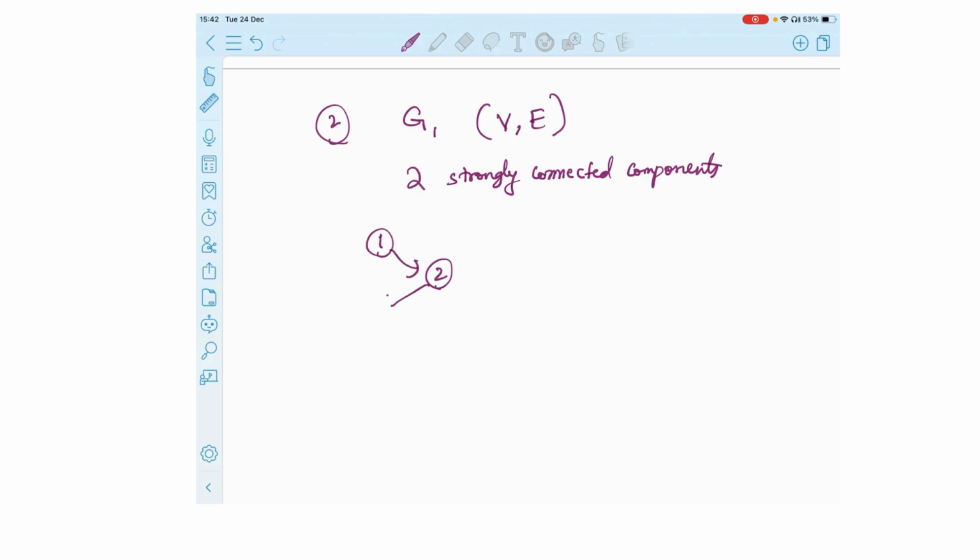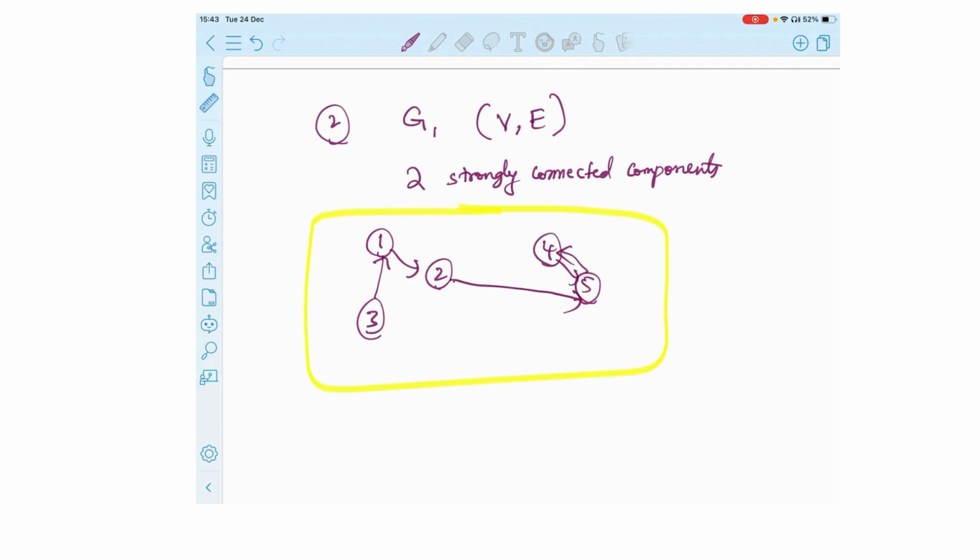Let's say 1, 2, 3, and 4, 5. So these are the two strongly connected components we have. In order to make this graph even more connected, we just erase any one edge in this, and we take an edge from 2 to 5, and we erase the existing incoming edge to 5, and then we just draw another edge from 4 to 3.